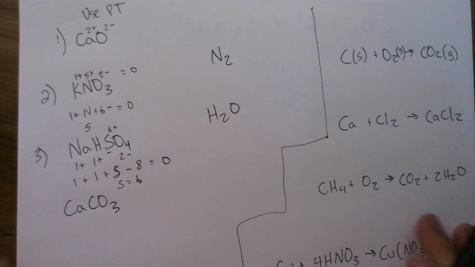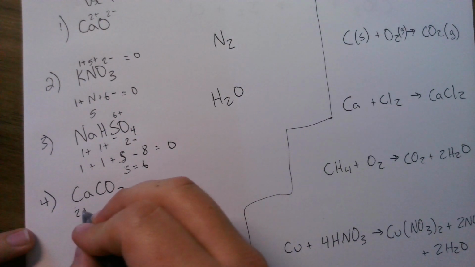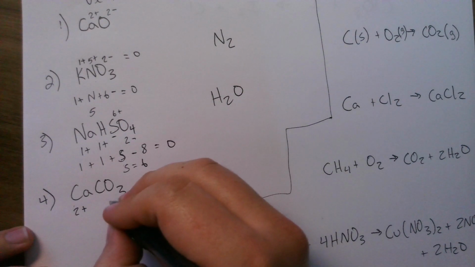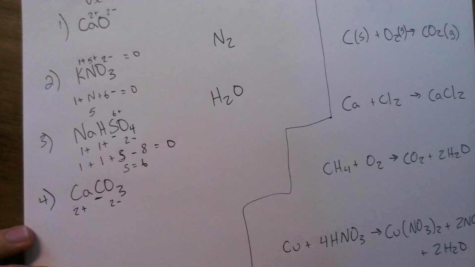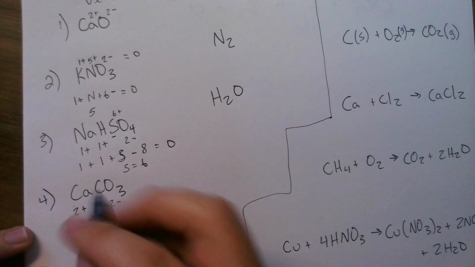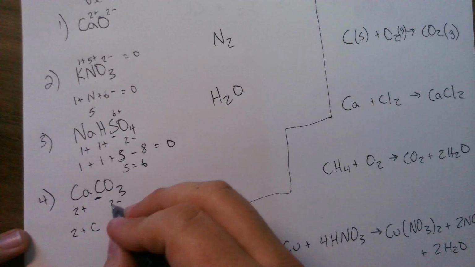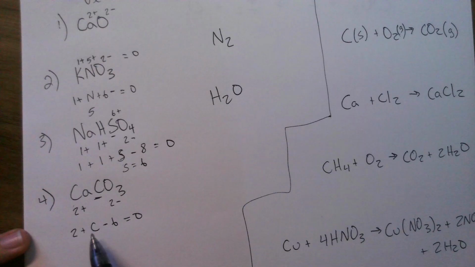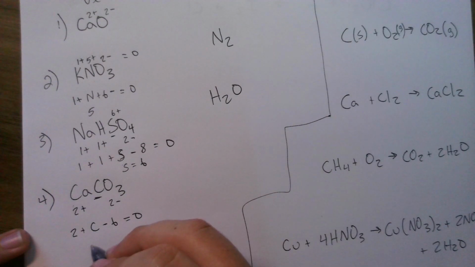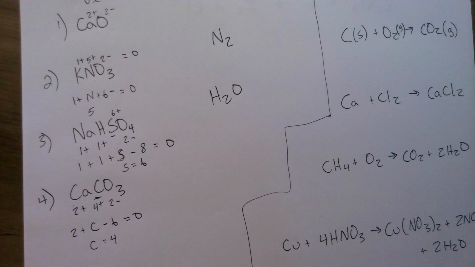I'm just going to run through these last ones a little bit faster now. Calcium is in that second group, so I know it's definitely 2 plus. Oxygen is definitely 2 minus, and there's 3 of them, so I'll keep that in mind. Carbon is the last one I'm missing. I don't have any special rules to help me with carbon, so I have to puzzle it out using my surroundings. So this is 2 plus carbon, and then this is 3 times minus 2 is negative 6 equals 0. So 2 plus something minus 6 gives me 0. Carbon is 4. So I know carbon has a 4 plus oxidation state.